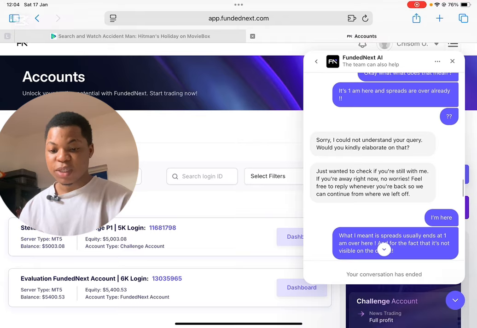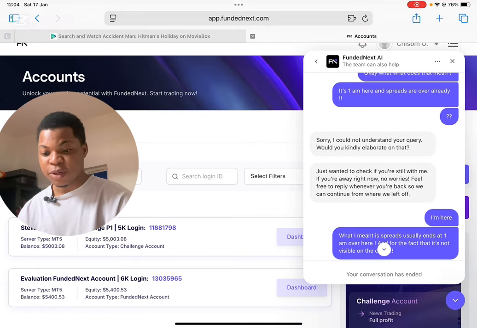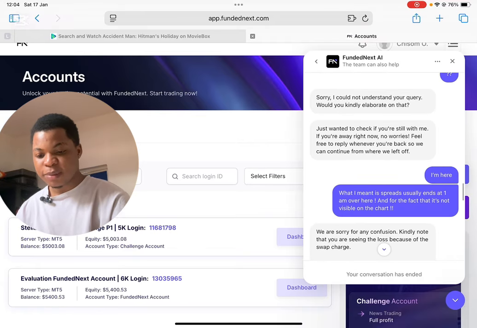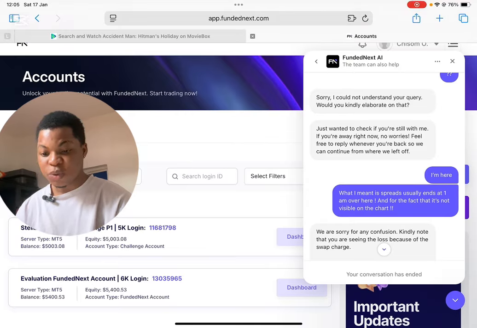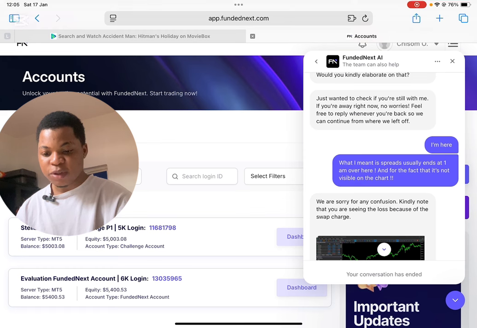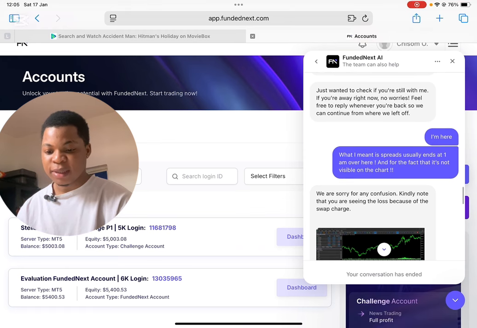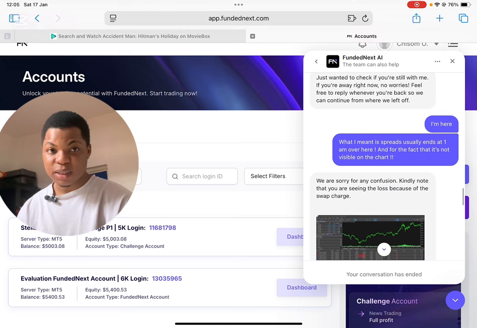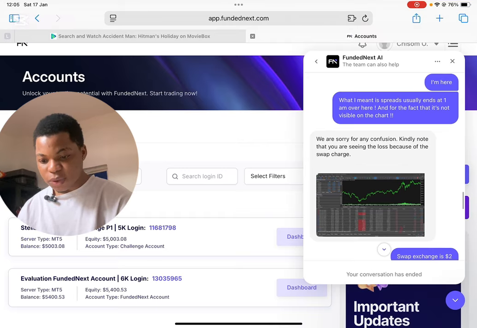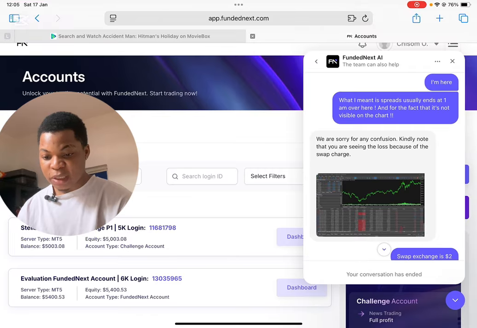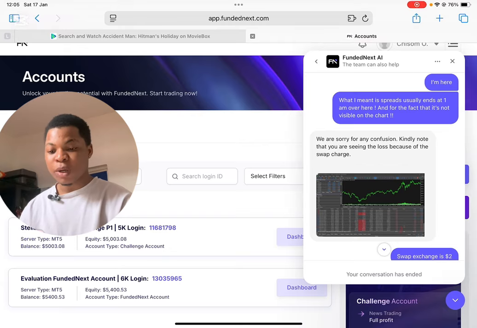So I think they were taking too much time to respond, so I had to leave. I was doing something else. When I came back, he asked if I was still here. I said, I'm here. What I meant is spread usually ends at 1 a.m. over here, and for the facts, there is no visible spread on the charts. You understand? So he said, we are sorry for any confusion. Kindly note that you are seeing the losses because of the swap charges.